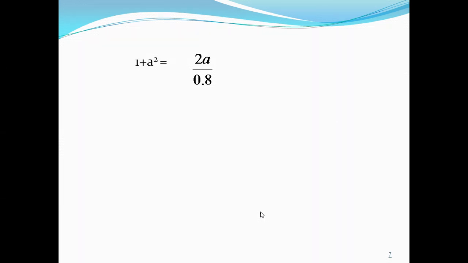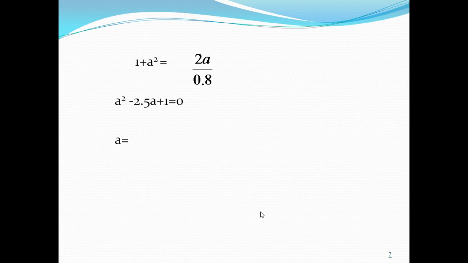So that is 1 plus a square is equal to 2a by 0.8. If you do the cross multiplication, we can get a quadratic equation: a square minus 2.5 a plus 1 is equal to 0. So there is one variable and one equation.